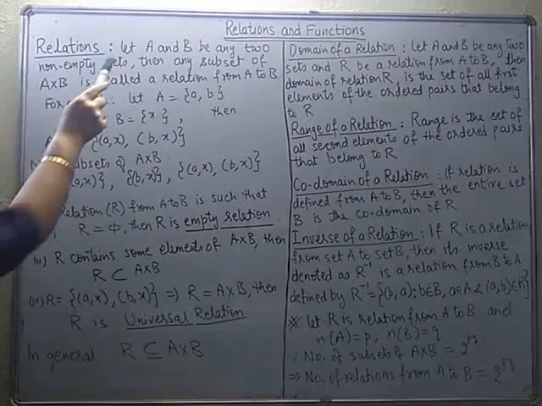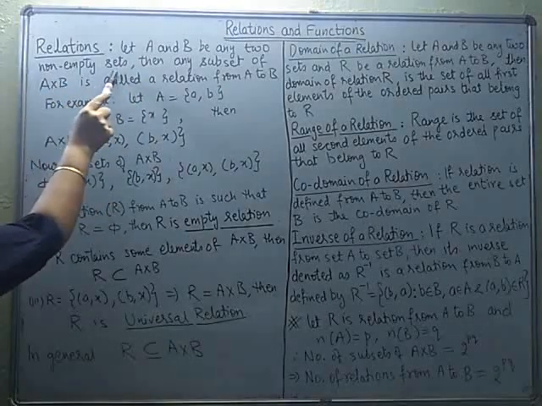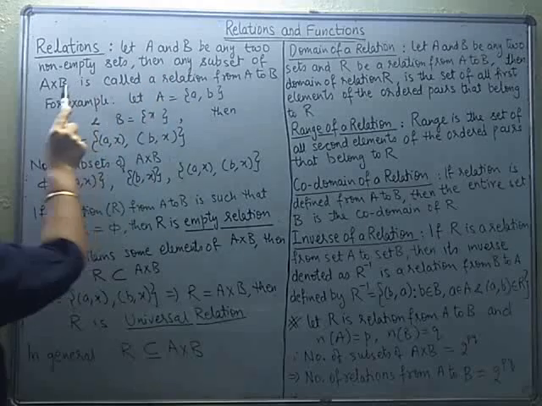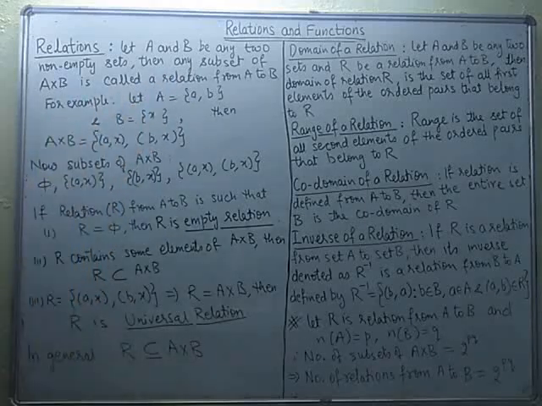So defining relations, let A and B be any two non-empty sets, then any subset of A cross B is called a relation from A to B. Now when we define Cartesian product A cross B without any restriction or condition, we pair all the elements of A with the elements of B. So the pairing does not take place under certain condition. But when we define a relation, we will be pairing after defining that particular relation how one element is to be related with the other element.